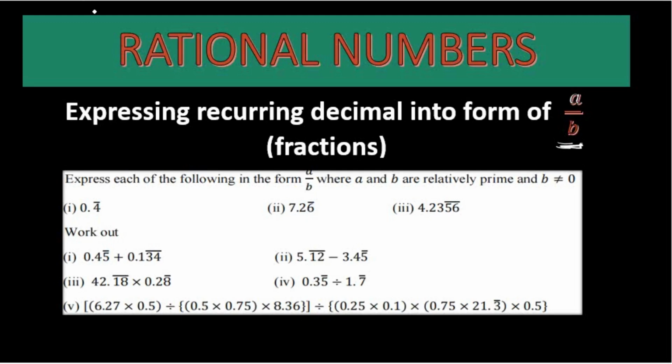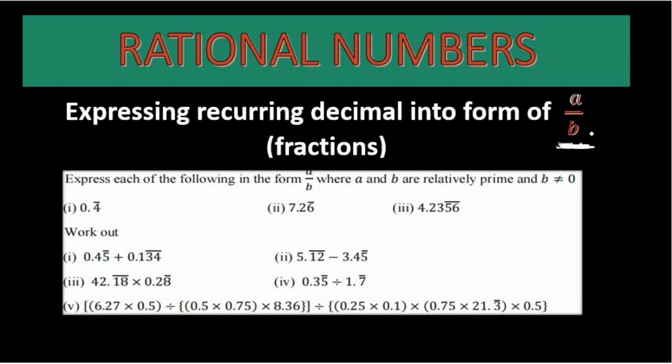In this video, we'll be looking at the rational numbers. So, we need to know what the rational numbers are. The rational numbers are numbers that can be expressed in the form of a over b, where a and b are supposed to be integers, and b must not be equal to 0.